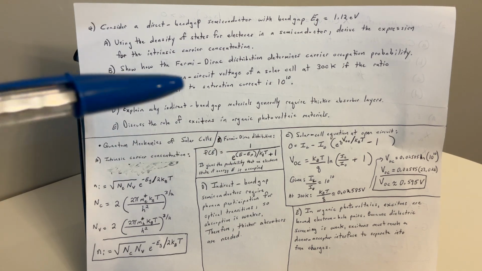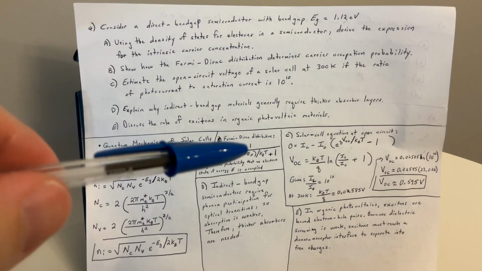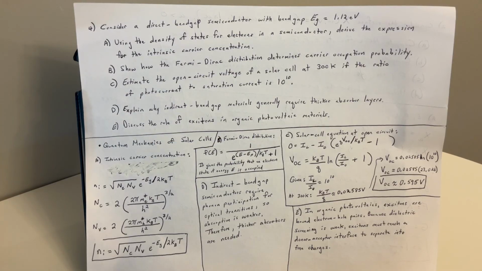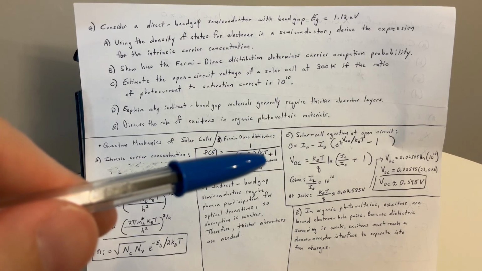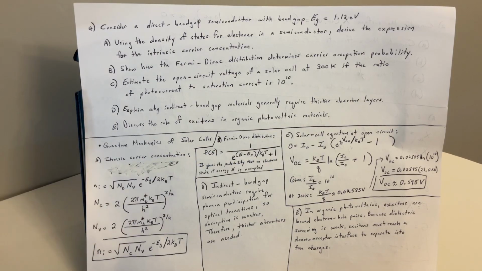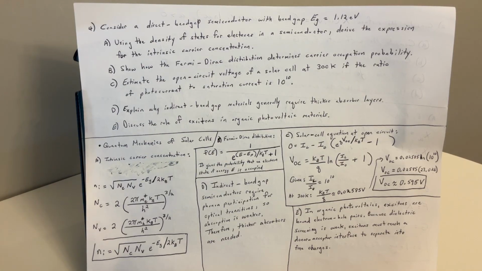Okay, for letter B, show how the Fermi-Dirac distribution determines carrier occupation probability. Also very famous. The Fermi-Dirac distribution, f of E, is 1 over e to the quantity E minus E sub F over k sub B T, and then plus 1. And it gives the probability that an electron state of energy E is occupied.